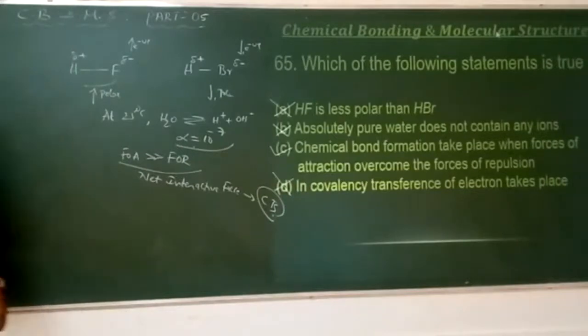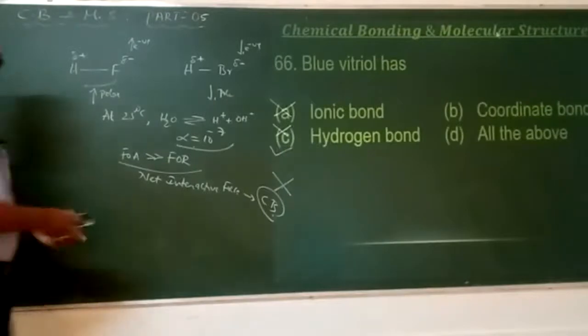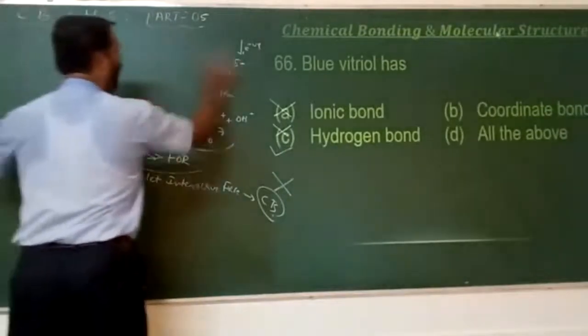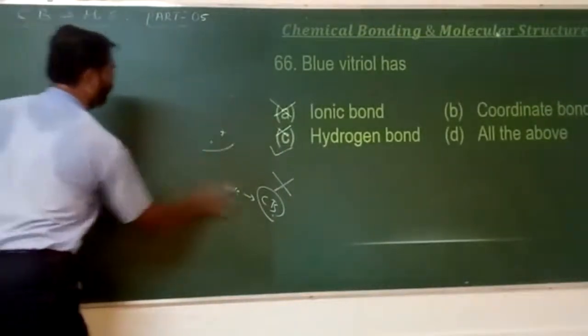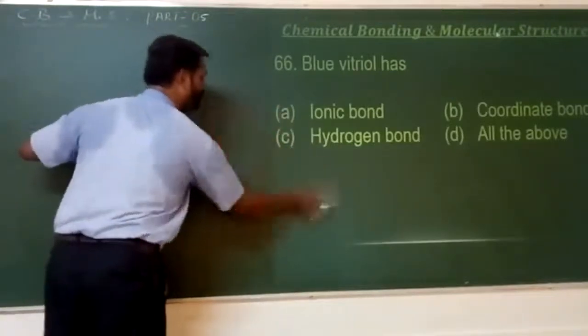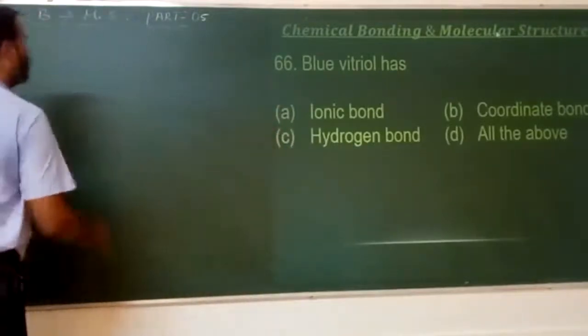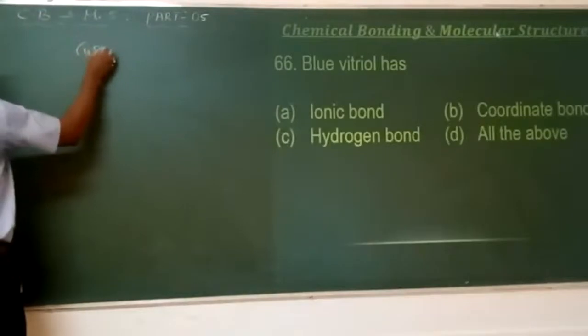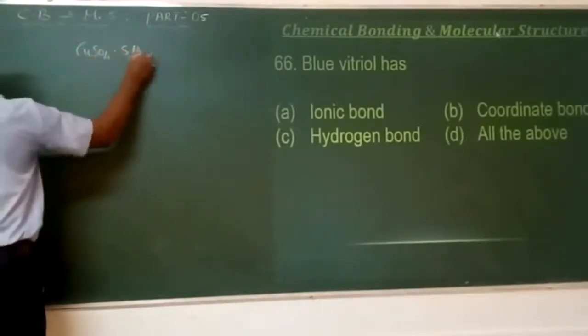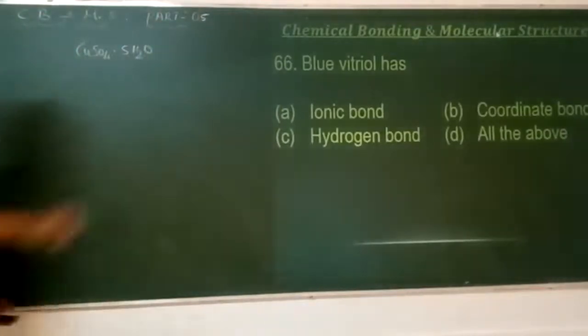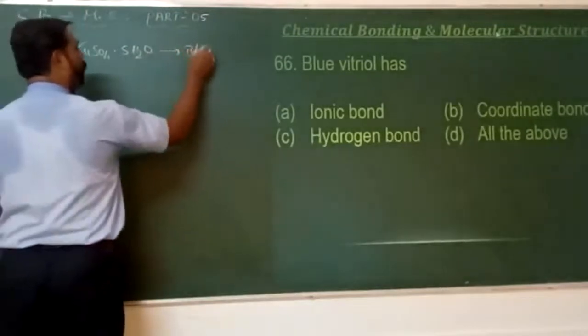Okay. Blue vitriol has. What is blue vitriol actually? Blue vitriol is actually called copper sulfate. Pentahydrate is called blue vitriol.